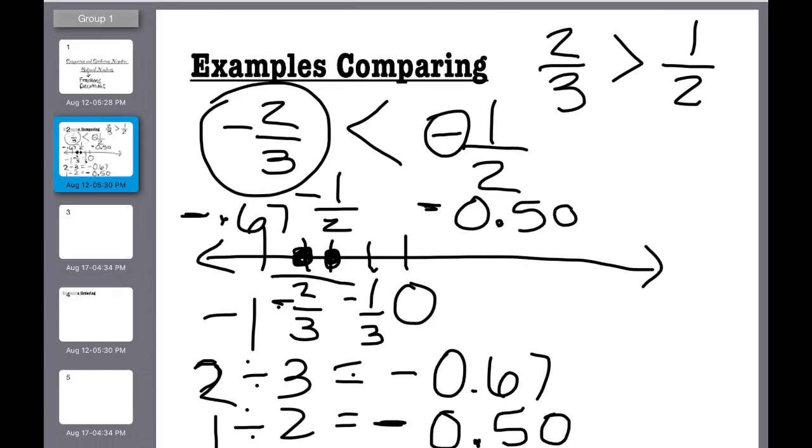As you move this way in the negatives, your number gets smaller. As you move this way in the positives, your number gets larger. So that's one example for comparing rational numbers. Let's look at another example for comparing rational numbers.